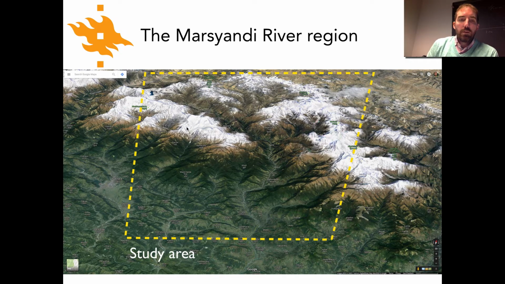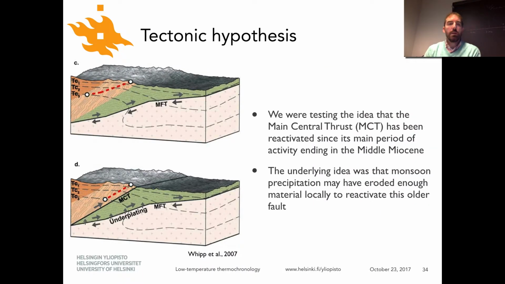Here's the area of the Marsyandi River where I was fortunate to work when I was a student. We basically wanted to test 2 different hypotheses for what had happened with the tectonics there. This is showing the main thrust fault that sits underneath the Himalaya, the main Himalayan thrust. This would be the Indian craton that's being subducted to the north, and then these are the thrust faults in the Himalaya that are actively thrusting material up to the south.